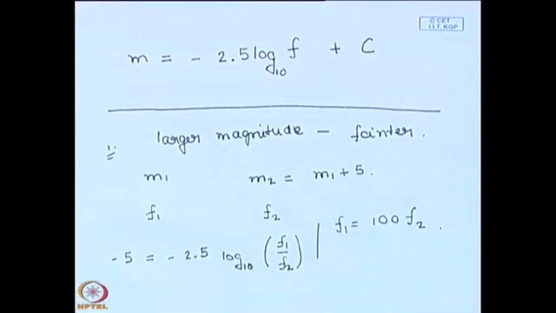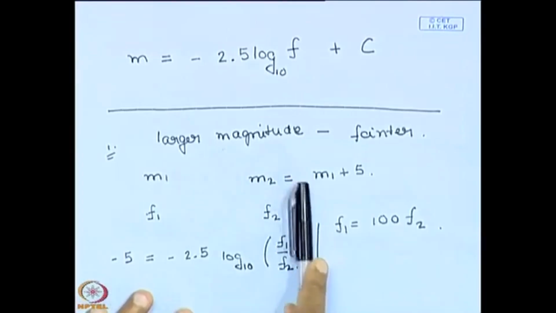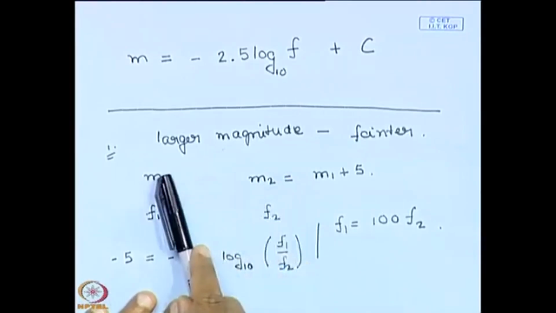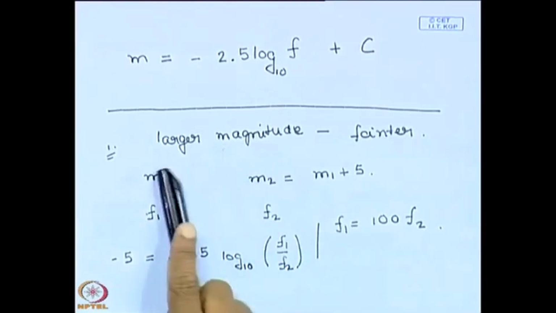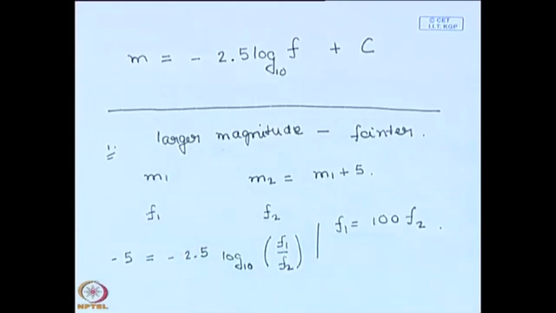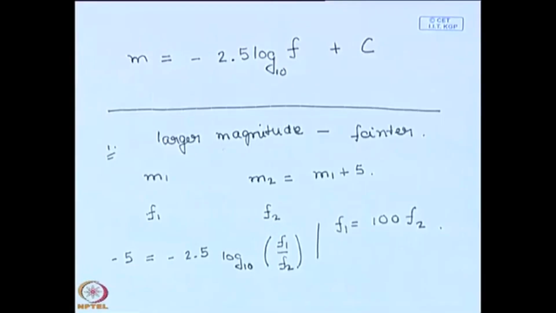F2, 100 times. So, a magnitude difference of 5 corresponds to the flux going down by a factor of 100. So, this source is 100 times fainter than this source. To the eye it would appear 5 magnitudes lower in the brightness scale. Okay. So, this gives you an idea of the magnitude scale. So, a magnitude difference of 5 indicates the flux has gone down by a factor of 100.